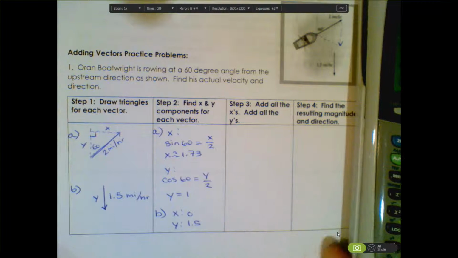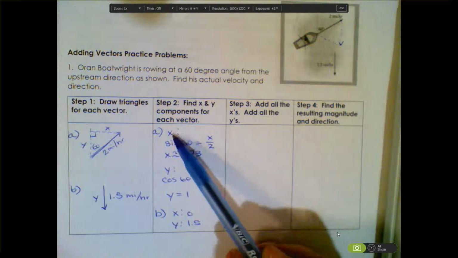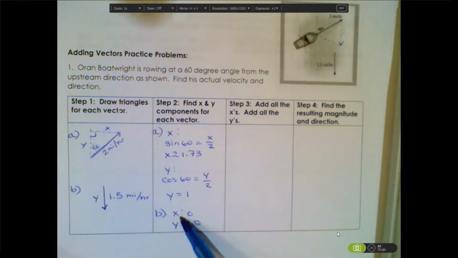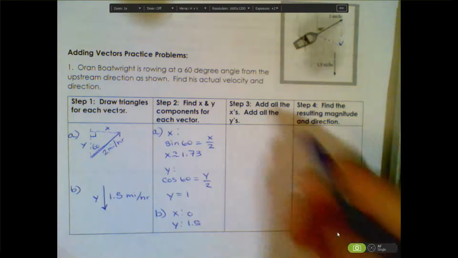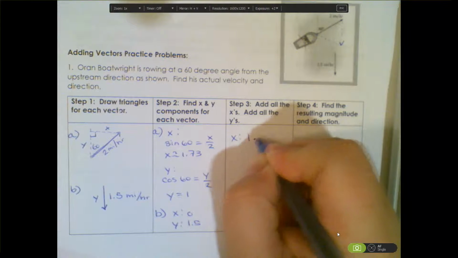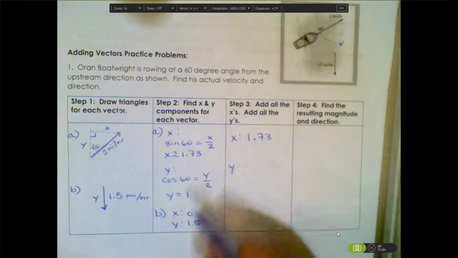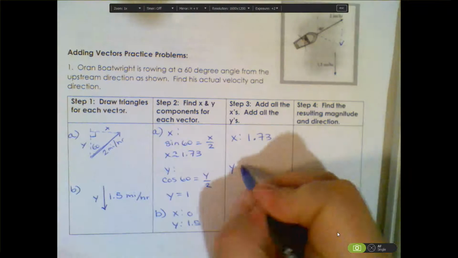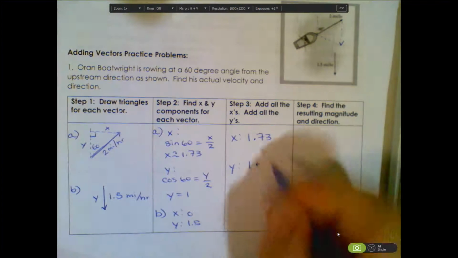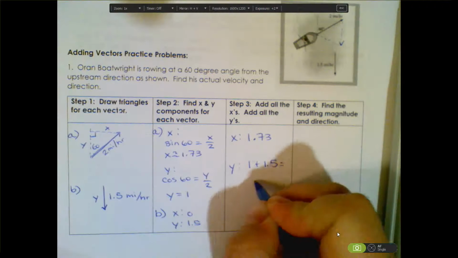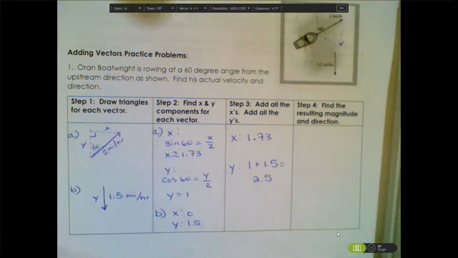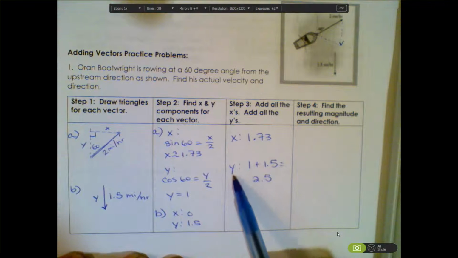And now I'm going to add all my x's up. So the x from the first vector plus the x of the second vector. So my x's are going to just be 1.73. And my y's, the y of the first vector is 1. The y of the second vector is 1.5. So I have 2.5 is the sum of my y component. Okay, next step, we're going to take the x and y component. We're going to create the new vector.